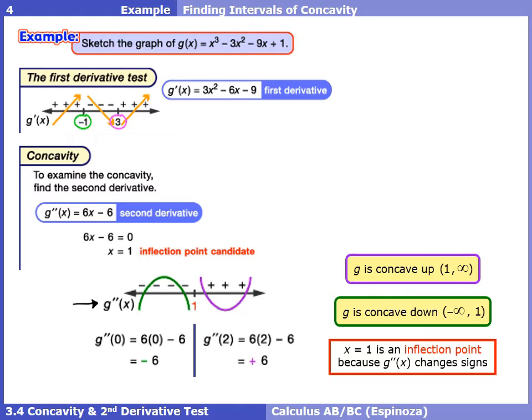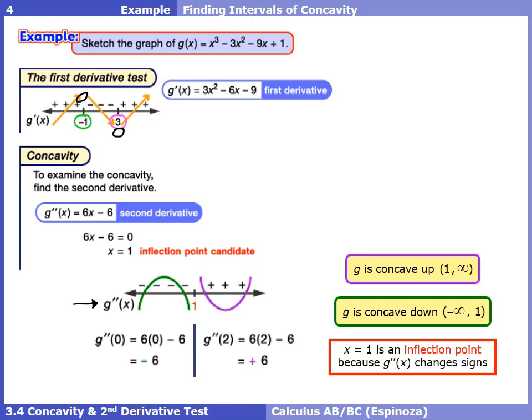Back in 3.3, if we had a relative max like we do over here, or a relative min like we do over here, we had to be specific. We had to say the first derivative changed from positive to negative or negative to positive. In these cases of inflection points, we really don't need to be specific if it changes from negative to positive or positive to negative.